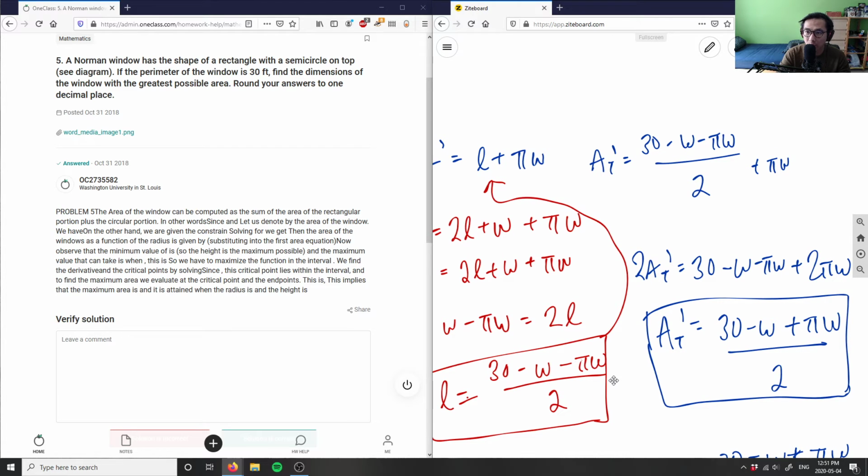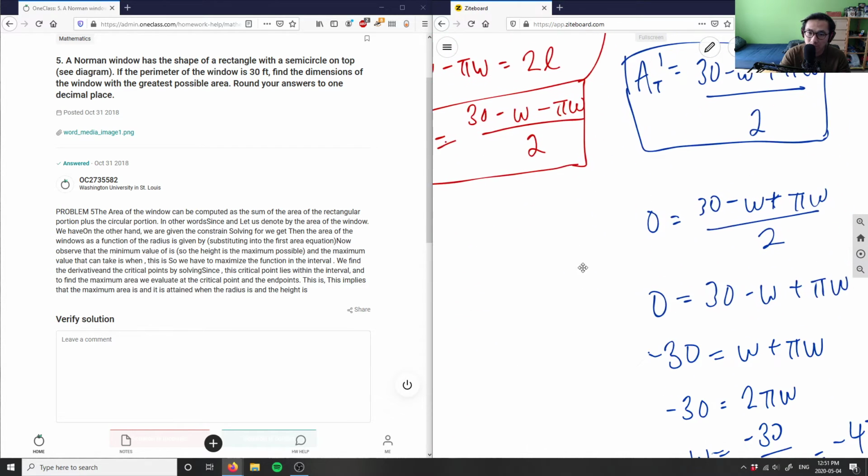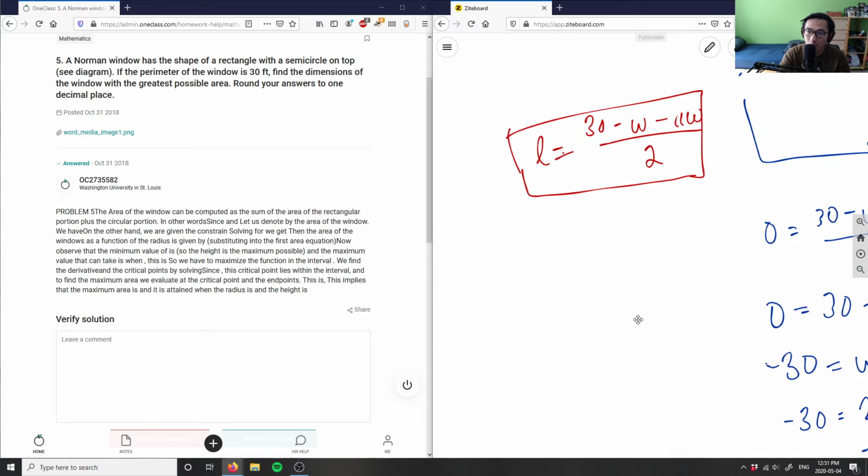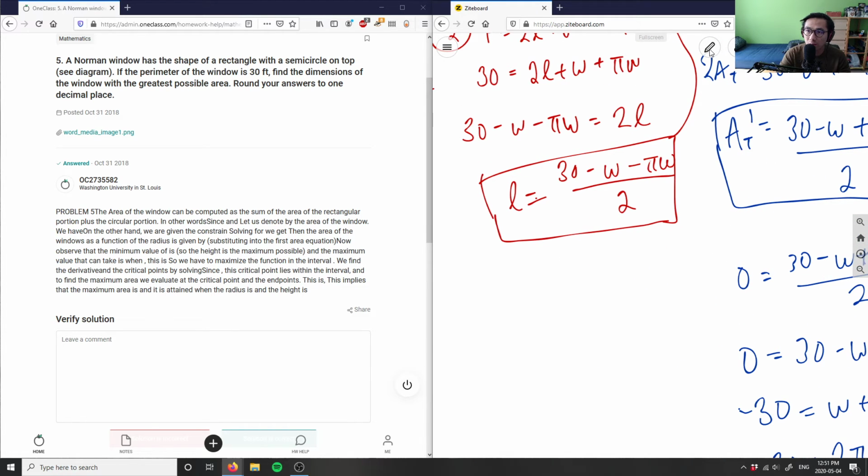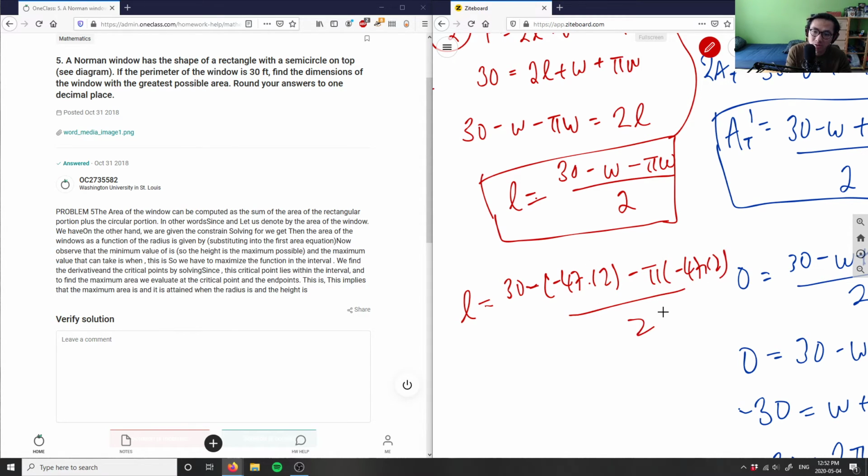Yeah, I can substitute here for my length. To solve for my length, if this is 47.12, my length would be L equals 30 minus negative 47.12 minus pi times negative 47.12, all over 2. A very, very big fraction, so I'll just use my calculator.